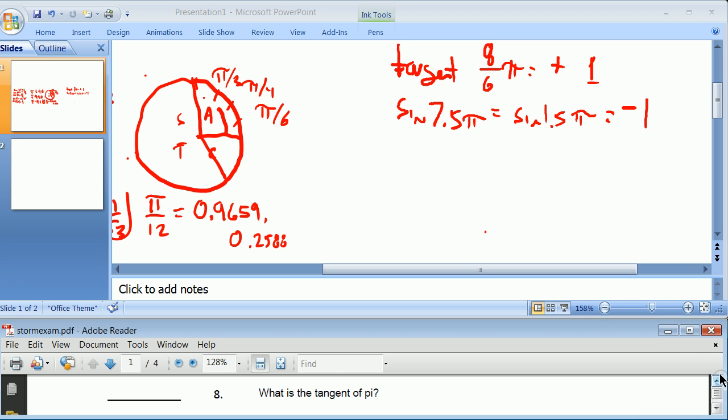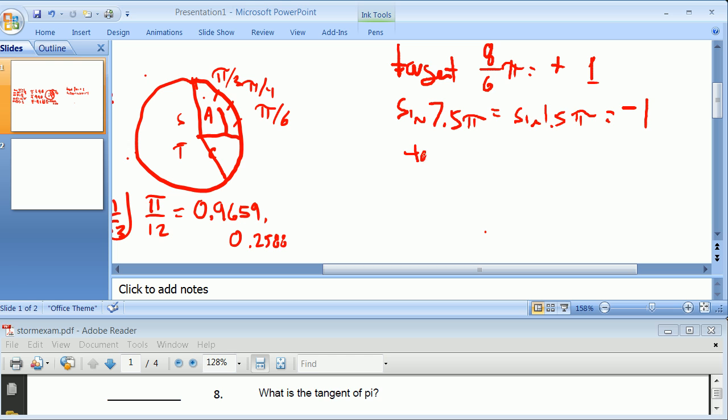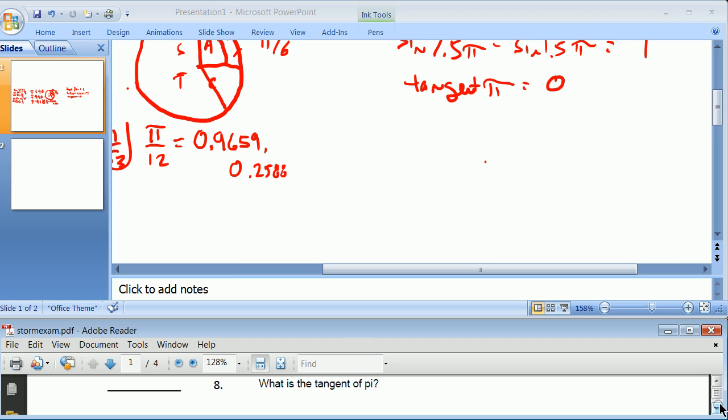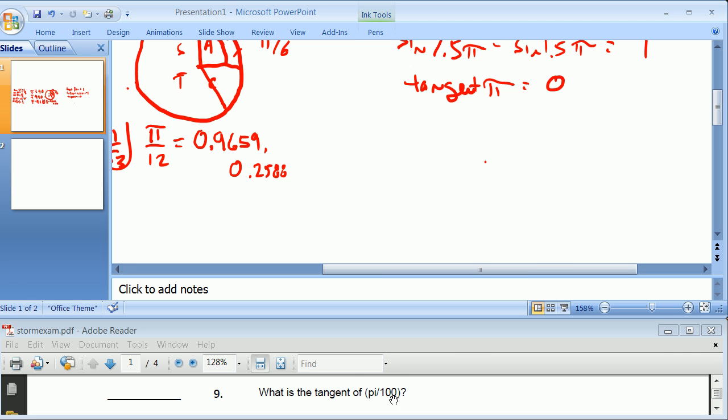The tangent of pi is the tangent of 0. Therefore, the tangent of pi is 0. Tangent of a small angle is the small angle. The tangent of pi over 100 is a small angle approximation. It is pi over 100.